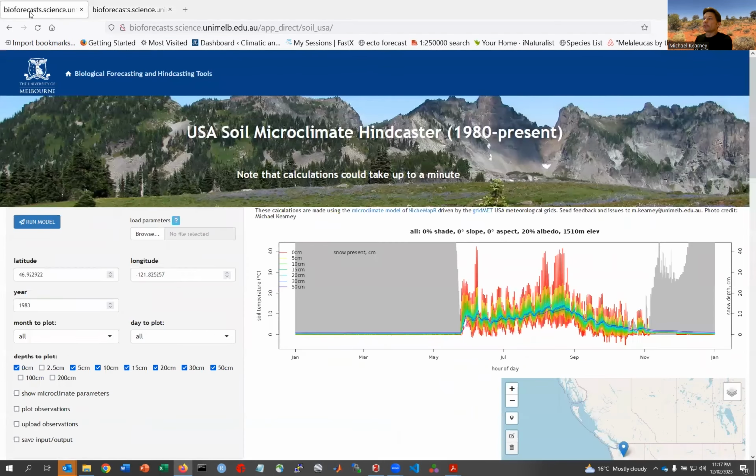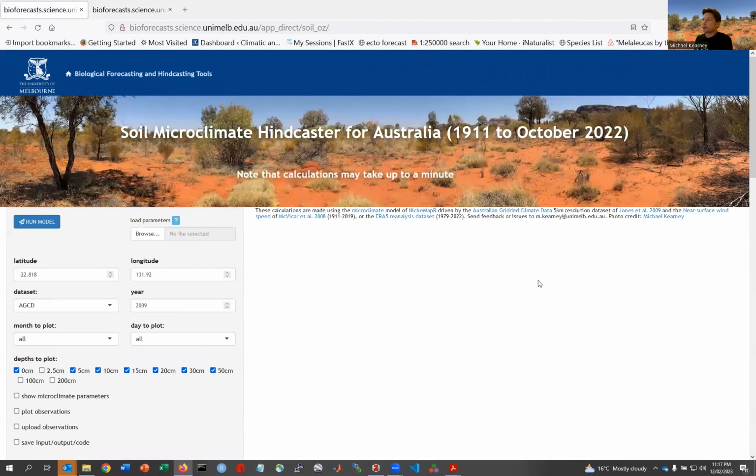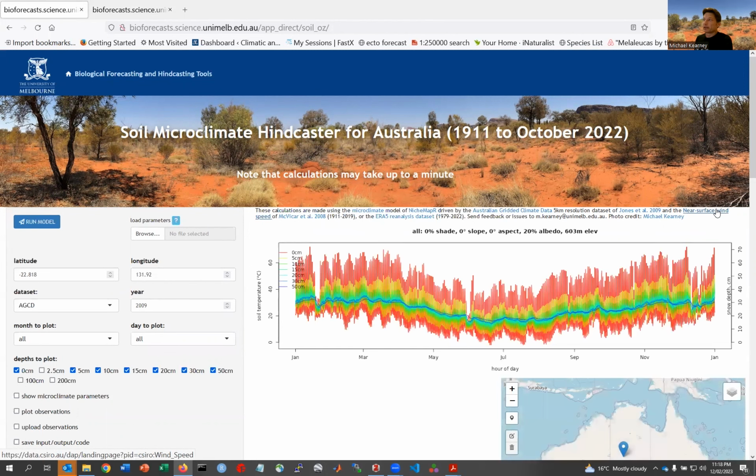So those are the apps for the US, and then we've got the equivalent apps for Australia, the soil and ectotherm model. For Australia, these are running off a dataset called the Australian Gridded Climate Dataset, AGCD, also known as the Australian Water Availability Project in the past. It's a 5-kilometre resolution dataset. The details of it are in Jones and colleagues' paper. It also uses a near-surface wind speed dataset developed by McVicar. And it goes back to 1911, and it's again a daily gridded dataset.